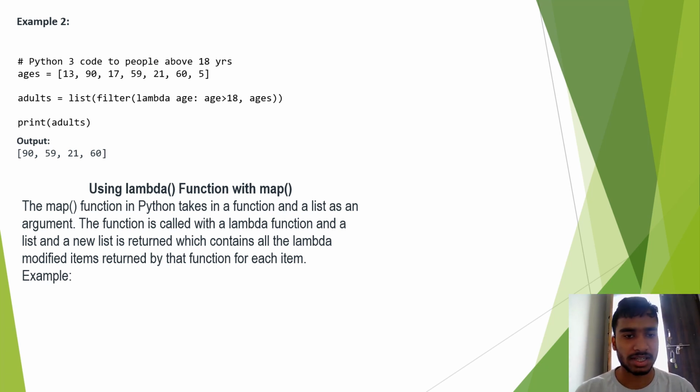Using lambda functions with map. The map function in Python takes in a function and a list as arguments. The function is called with a lambda function and a list, and a new list is returned which contains all the lambda-modified items returned by that function for each element.